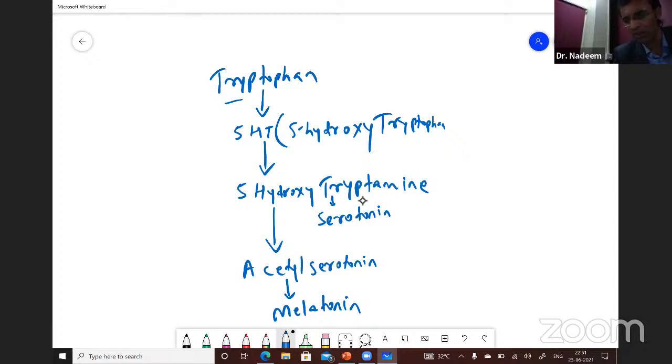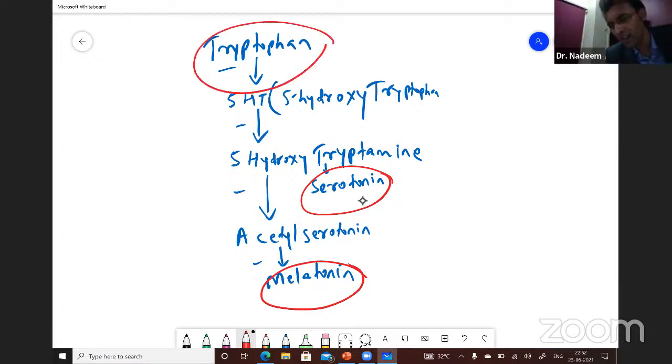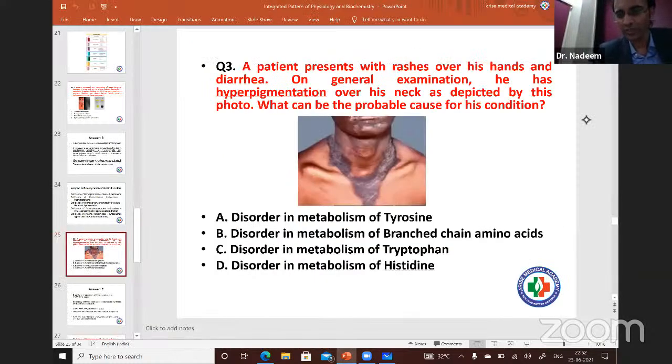Everywhere one enzyme will be working, which you can remember from your biochemistry part. I'm asking you here: serotonin, melatonin, and tryptophan. All these are points for making clinical questions. Suppose the examiner wants to, he can make clinical questions out of all these points. Fine. Next question for you people.